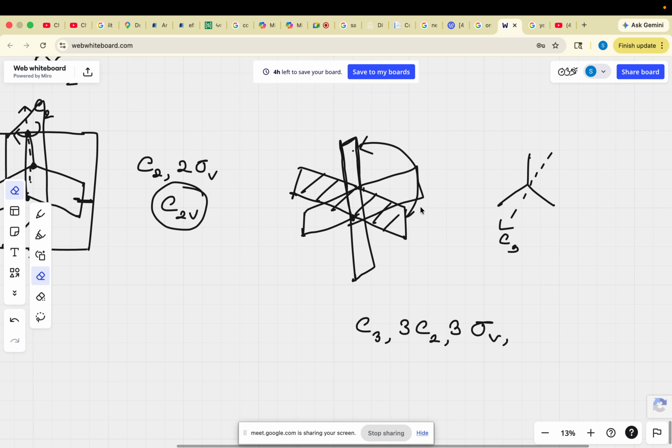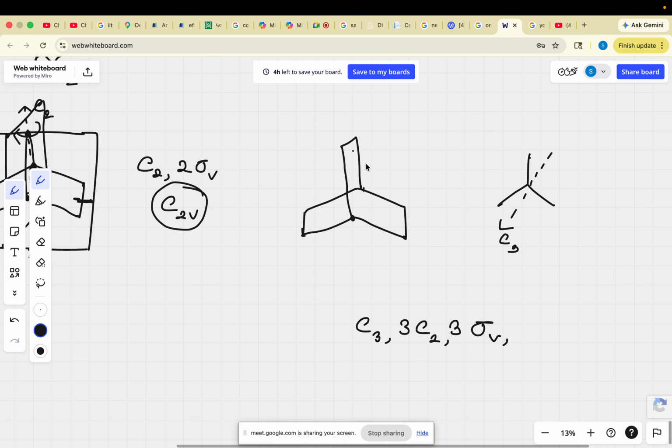Now the next question is about your sigma h. Is sigma h present or not? So this is your C3 axis. Now check, does any perpendicular plane exist? Yes, it exists. The plane will cut the middle of this bond, the middle of this bond, and the middle of this bond. If I pass a plane like this, that will be perpendicular to your C3 axis.